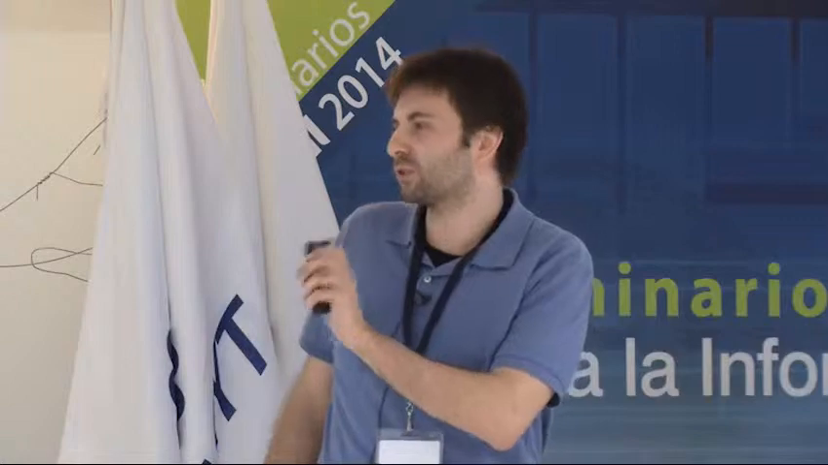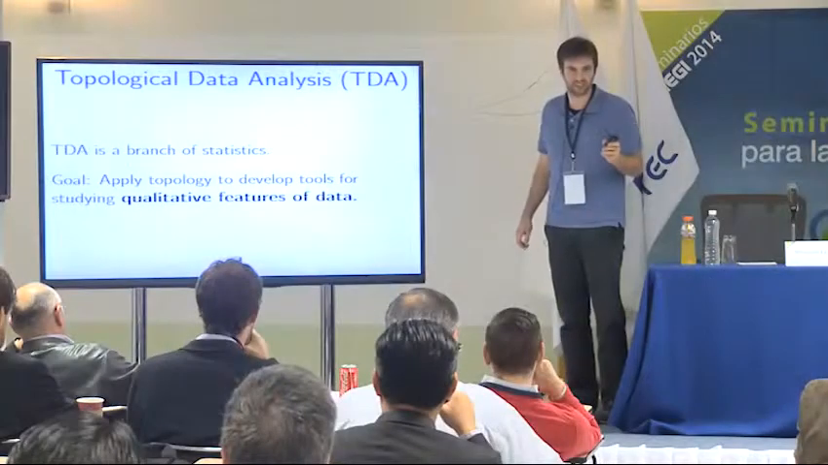So, I work in a field called topological data analysis, and I want to tell you a bit about it today, and you'll also hear a bit more about it from Andrew later on. Topological data analysis is a relatively new and still maturing branch of statistics. As we think of it nowadays, it's about 15 years old, though it has a longer prehistory. The goal of topological data analysis is to apply a very old and quite mature branch of mathematics called topology to develop tools for studying qualitative features of data.